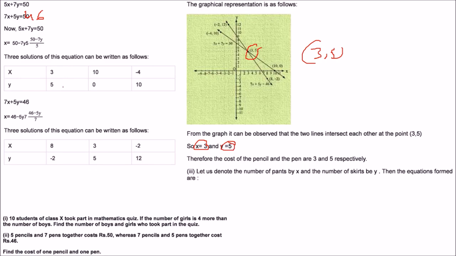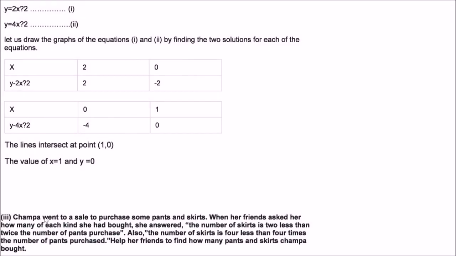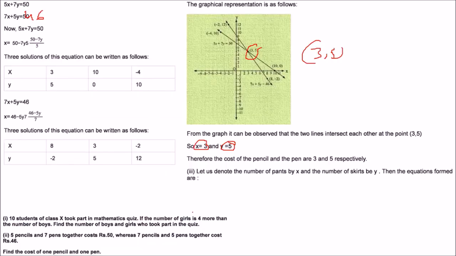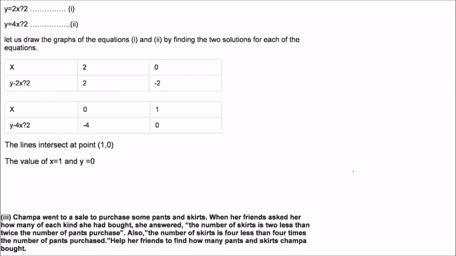Now the third one, let us take. Champa went to a sale to purchase some pants and skirts. When her friends asked her how many of each kind she had bought, she answered, the number of skirts is 2 less than twice the number of pants purchased. So if you say x is the number of pants and y is the number of skirts, so here the number of skirts is 2 less than twice the number of pants.